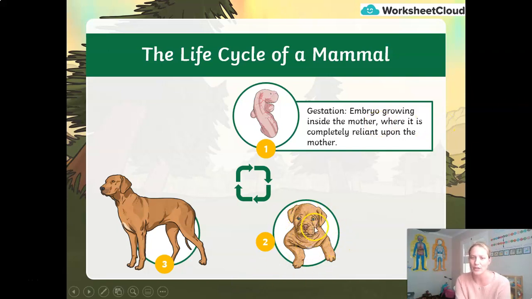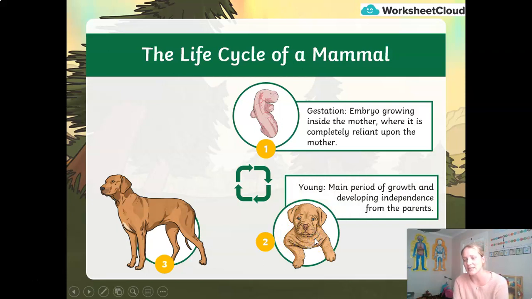Okay, stage 2, oh, look at that cute little face, is the young. This is the main period of growth and development. But in this stage, they're independent from their parents, so they're not part of the parent's body, but still depend a lot on their parents for survival. It takes different periods of time in different mammals. Some are very quick, and others take a lot longer. I think most grown-ups would probably agree that humans, we're not fully out of being dependent on your parents until you're well over about the age of 18.